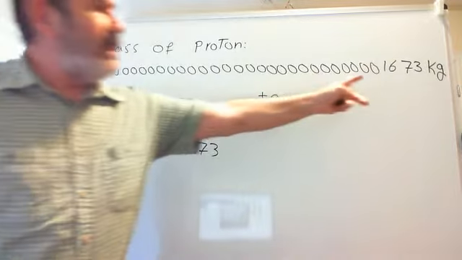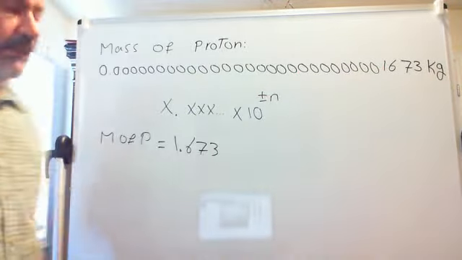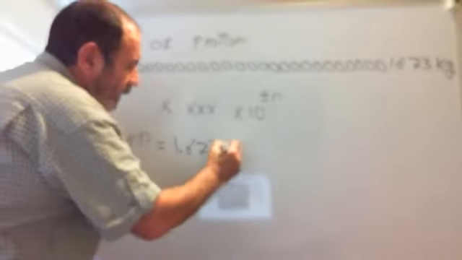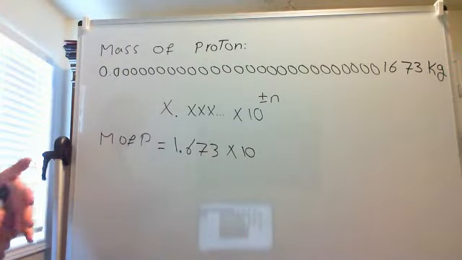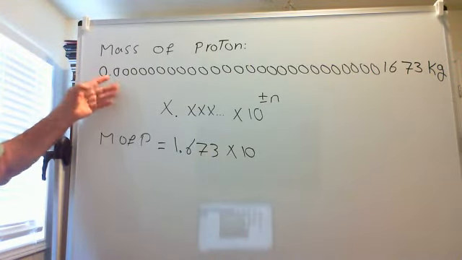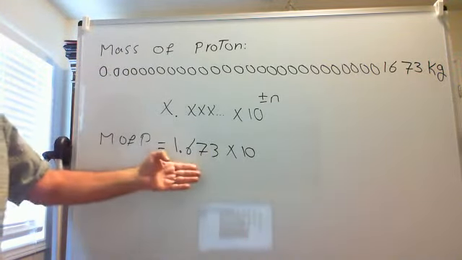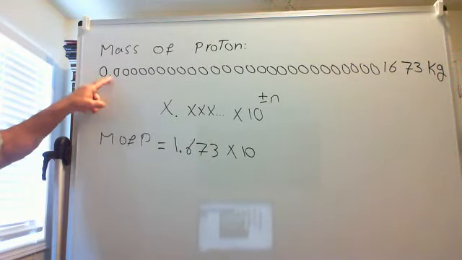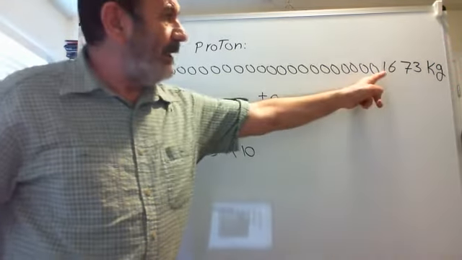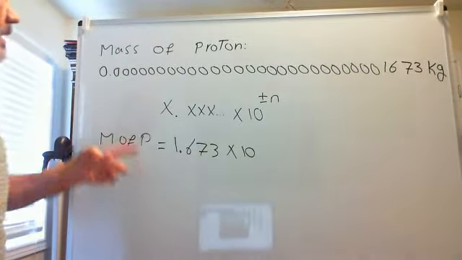So I keep this one, decimal 673, then multiply by 10 to the power of. Then we should calculate how we change the position of the decimal in the original number compared with the final number, scientific notation. So the decimal was here originally. We move the decimal after this one. How many positions did we move?